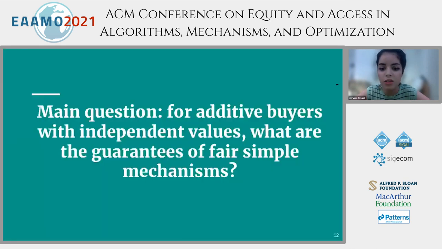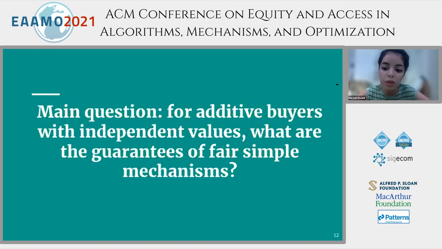So this leads us to our main question. Requiring an auction to satisfy these constraints that we saw, interim fairness and strong monotonicity in fairness, is going to limit the auctioneer's ability to optimize its revenue. And we want to study the trade-off between satisfying those constraints and optimality. That's going to lead us to our main question here, which is: for additive buyers with independent values, what are the guarantees of fair, simple mechanisms?